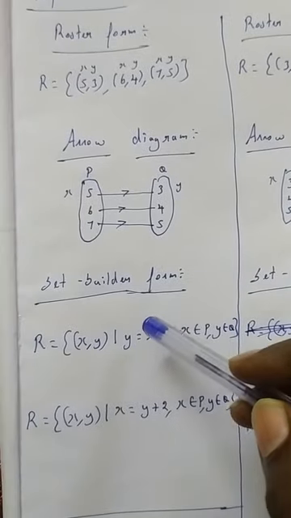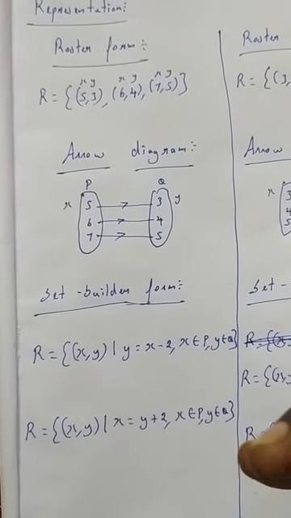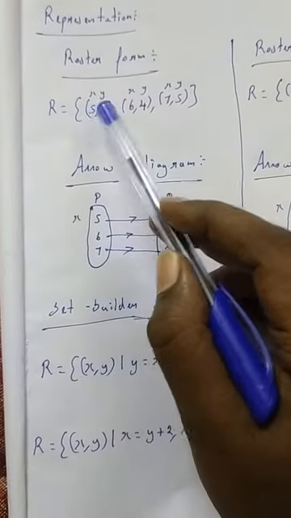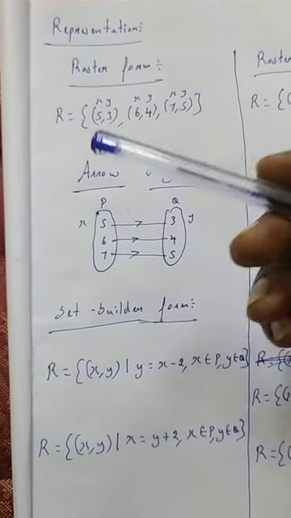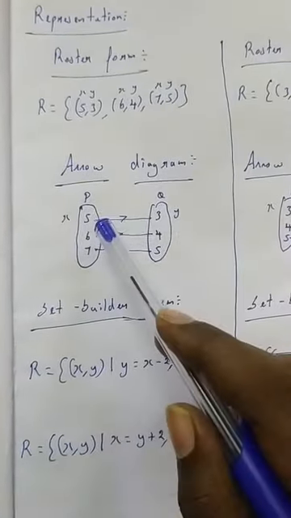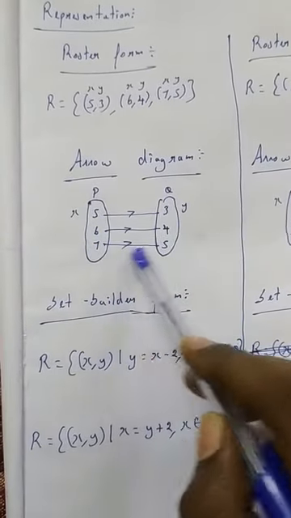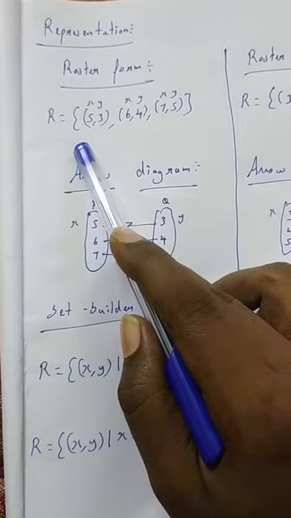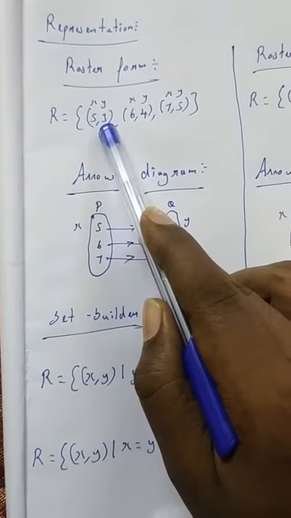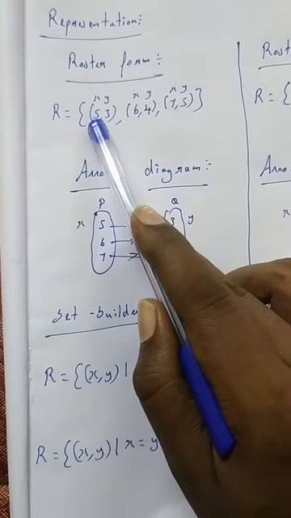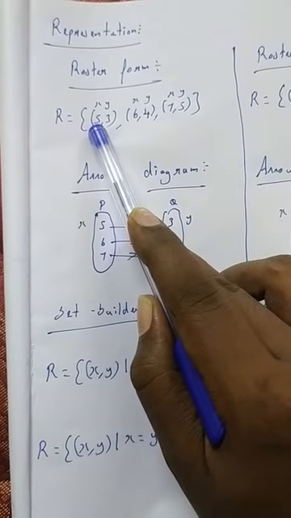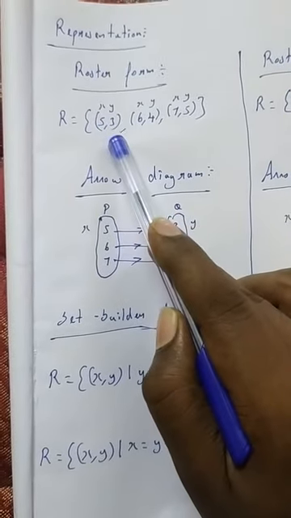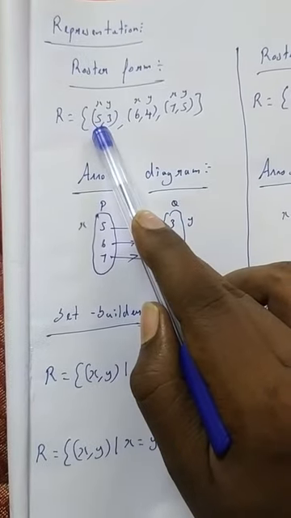And the next one is we should write the relationship between these two values. So why are these two values related? What is the reason? We should find out. So when you observe the numbers 5 and 3, this 3 is 2 less than this 5. That is, this y value is 2 less than the x value.